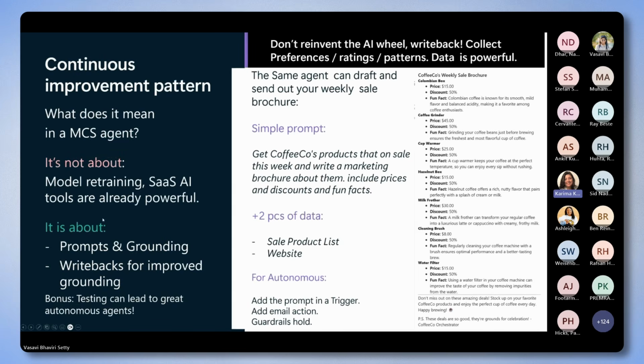That same one, when I dropped a different prompt, I said, get Coffee Co's products that are on sale this week and write a marketing brochure about them, include prices and discounts and fun facts. It wrote this brochure from the right side. This is the exact same agent that's doing the purchases and everything, right? So if I like this prompt, I'll also drop it into an autonomous trigger.